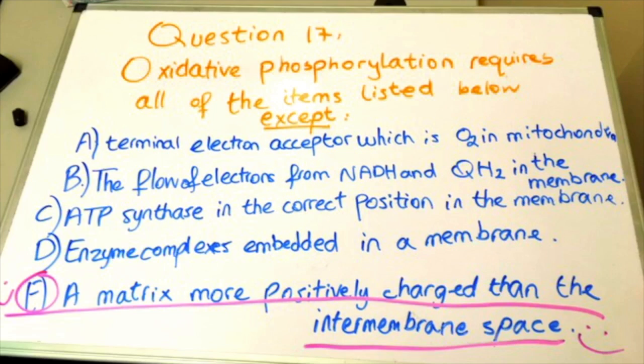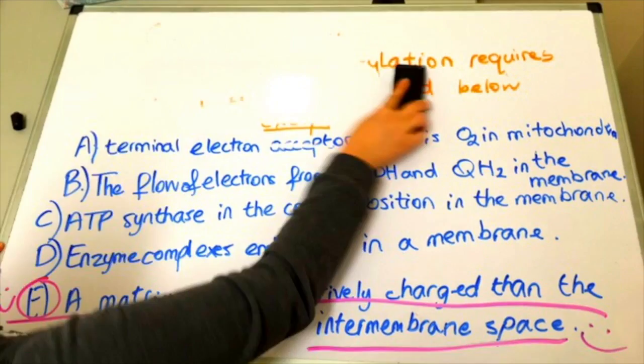And you guessed it, smarty pants, it's E. A matrix more positively charged than the intermembrane space.